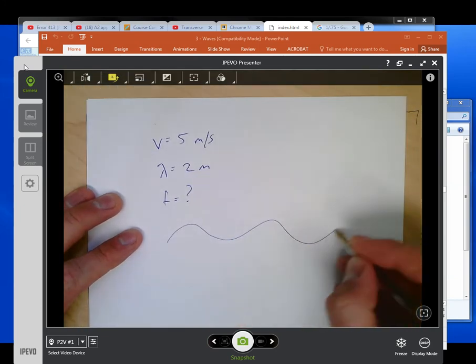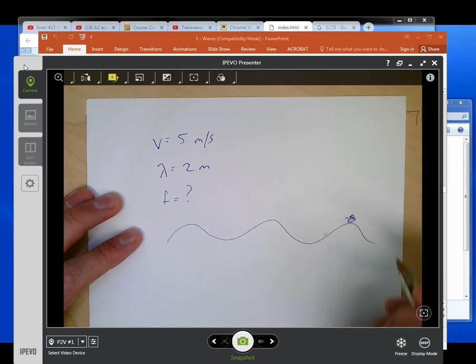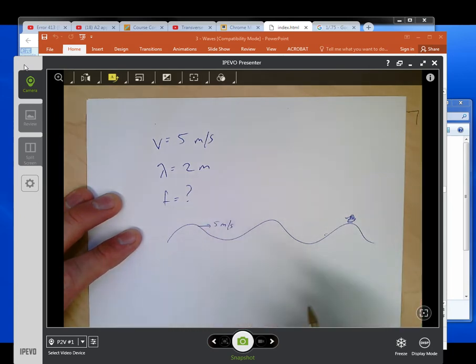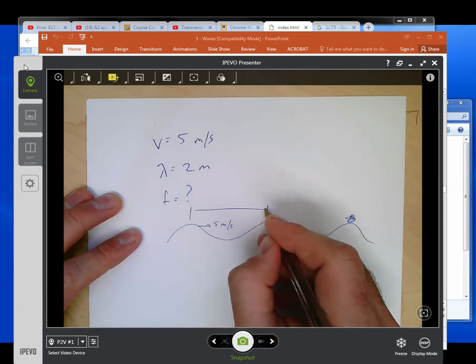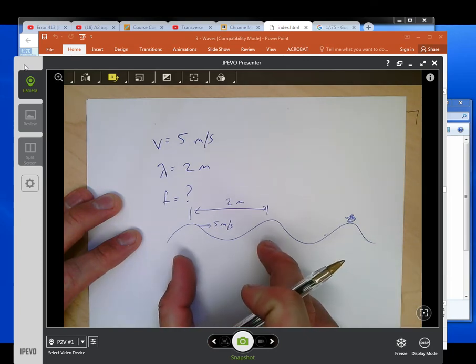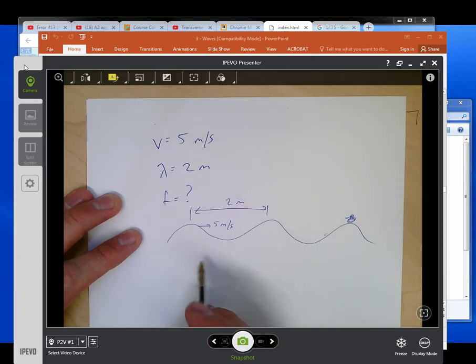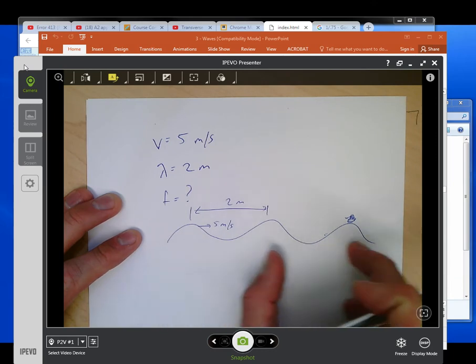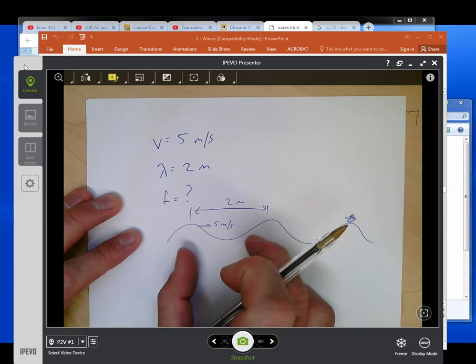Here I have my picture drawn, and here's my little rubber ducky. Okay, that's my little rubber ducky, and this wave is moving. My rubber ducky is staying still and just going up, down, and up and down. But this wave here is moving at 5 meters per second, and the length of the wave here is going to be 2 meters. Good. So I can guess that if it's going 5 meters per second, then within 1 second, this thing is going to go through at least two full wavelengths.